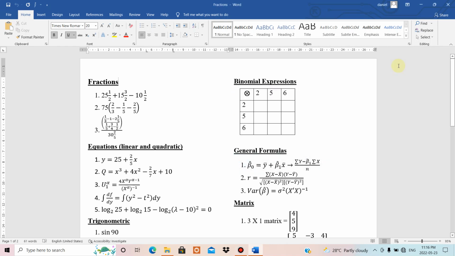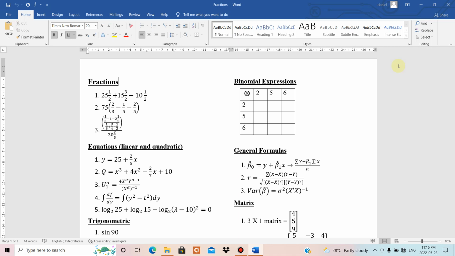Have you ever thought of using Microsoft Word to type your mathematical assignment and document? Do you ever wish to learn how to use Microsoft Word to type mathematics? In today's video, I'll introduce you to the basics of using Microsoft Word to type all your mathematical documents and assignments. I made this document purposely for this video.